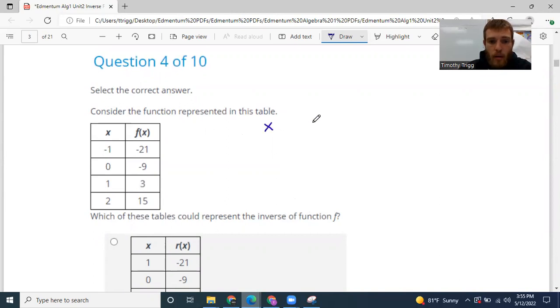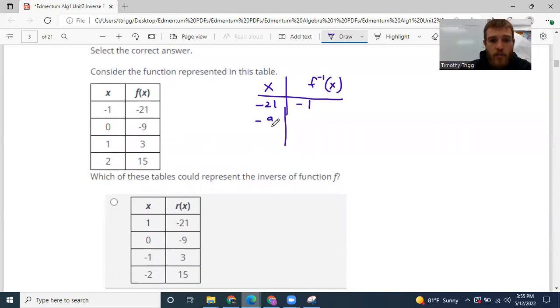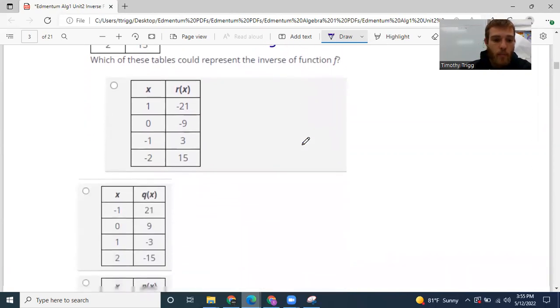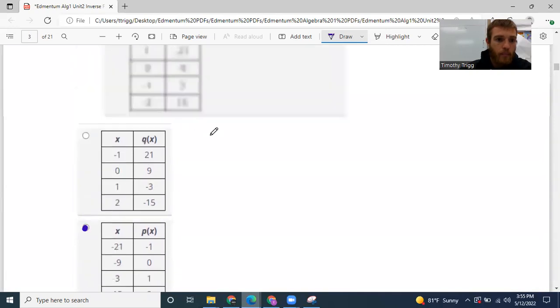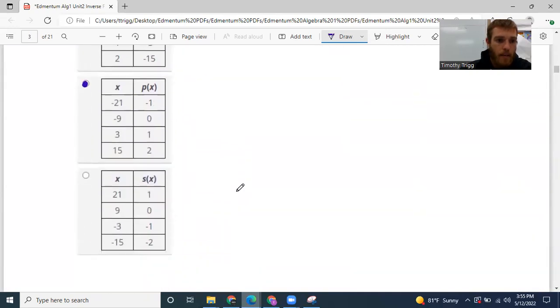For the inverse function, once again, you just flip your x and y coordinates. So here, -1, -21 becomes -21, -1. 0, -9 becomes -9, 0. 1, 3 becomes 3, 1. And 2, 15 becomes 15, 2. So the inverse function will contain these coordinate points. So that's this one. Yep, easy.